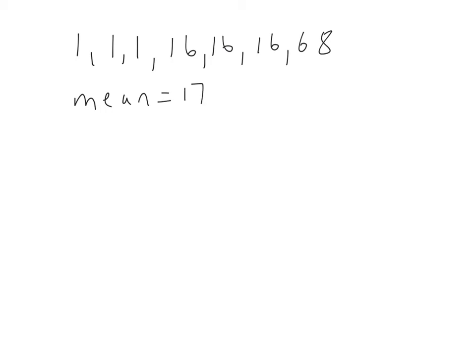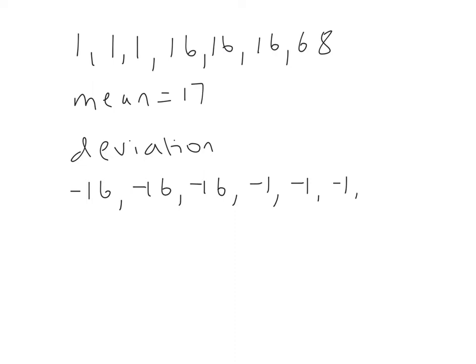So let's take those numbers again. We've got 1, 1, 1, 16, 16, 16 and 68, and we know that the mean is 17. So firstly we're going to work out the deviation of each of those numbers from 17. So 1 from 17, that's 16 below. There's 3 that are 16 below, 3 that are 1 below, and there's 1 that's 51 above it. Now if I find the total deviation of those numbers, the total deviation is 0.